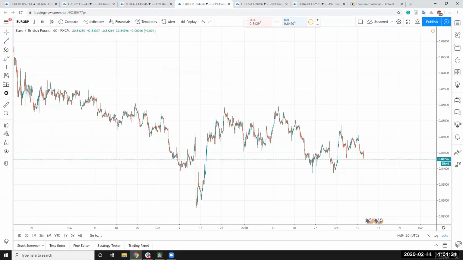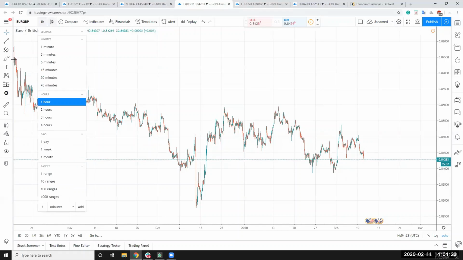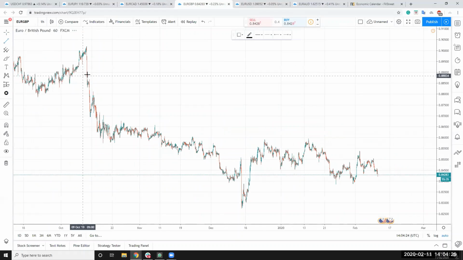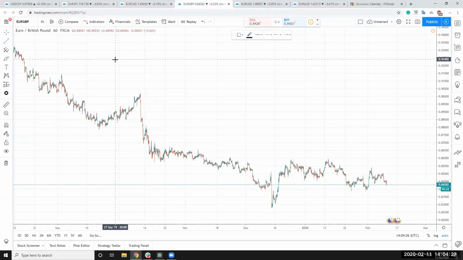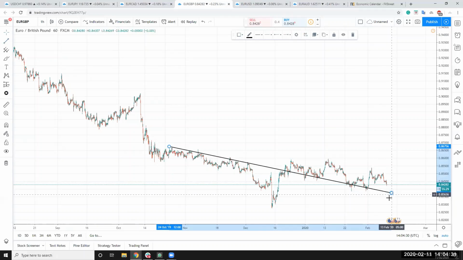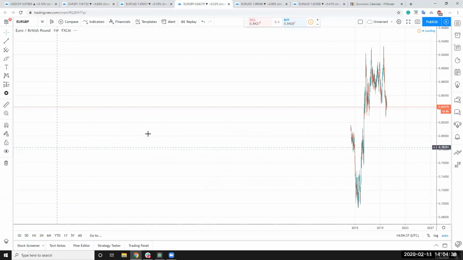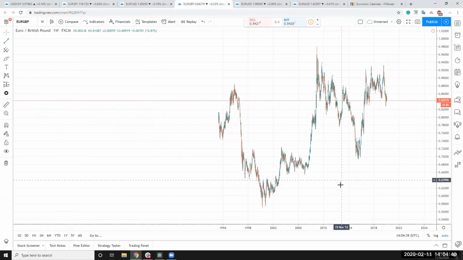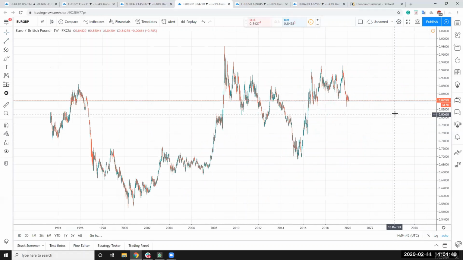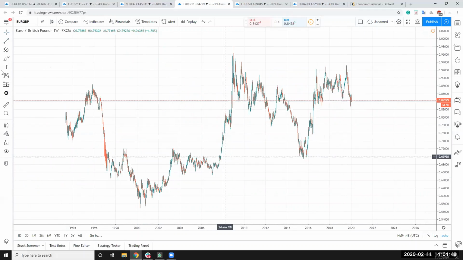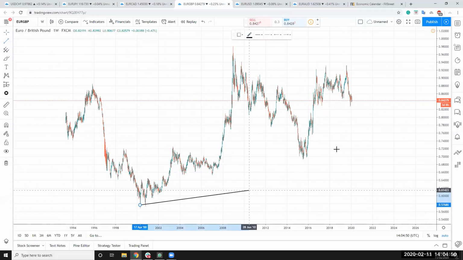Euro pound. That's not going to work. Euro pound has been bearish long term. Actually, bullish long term, but bearish recently.